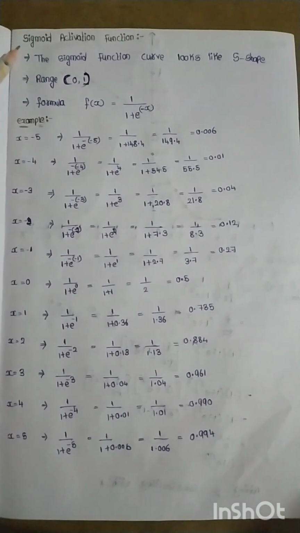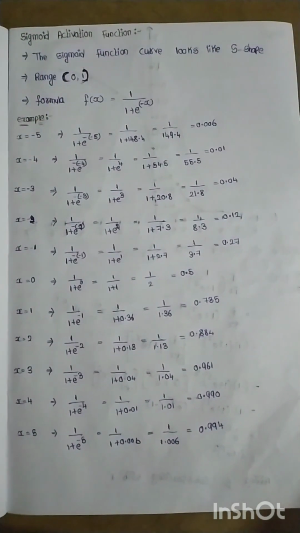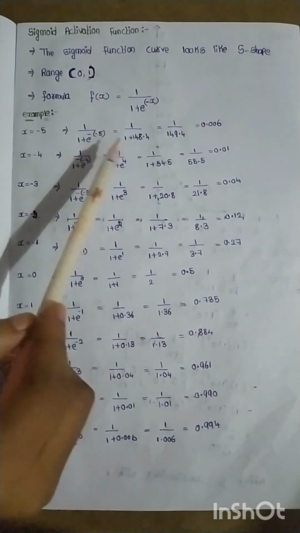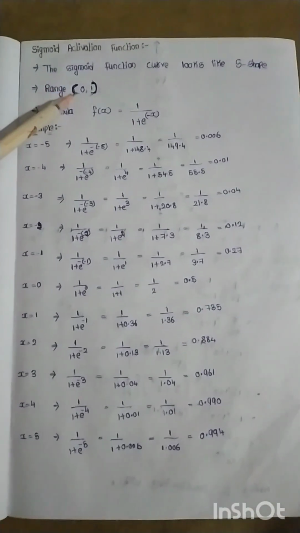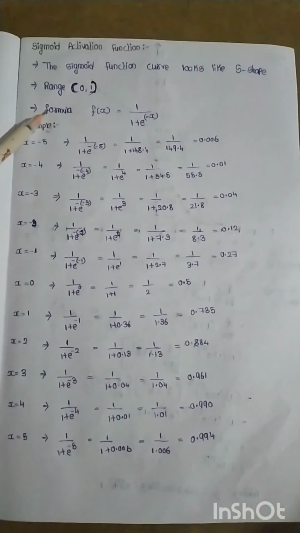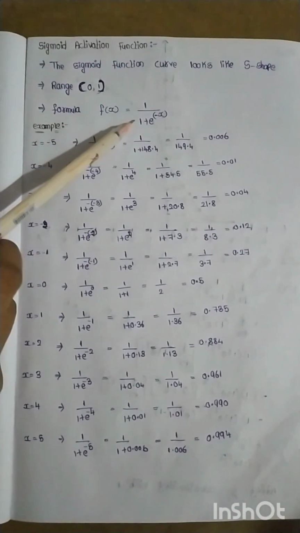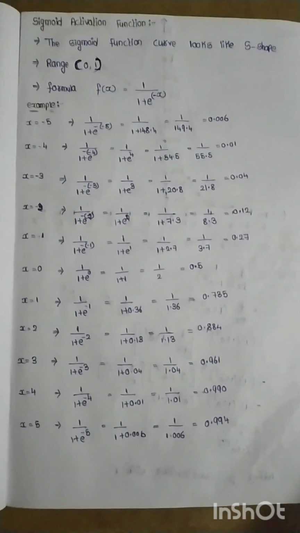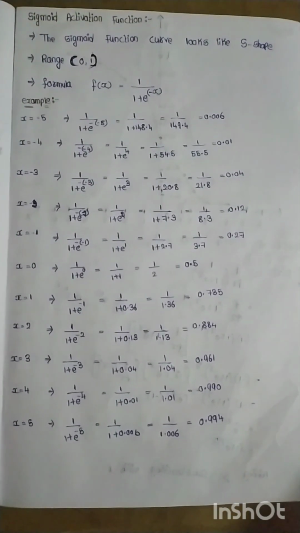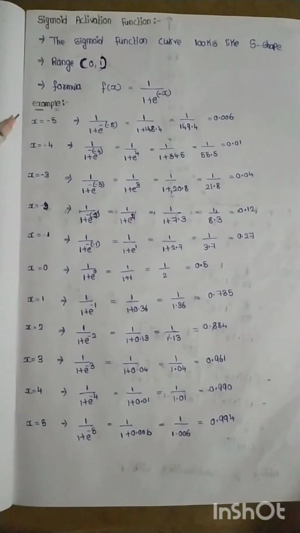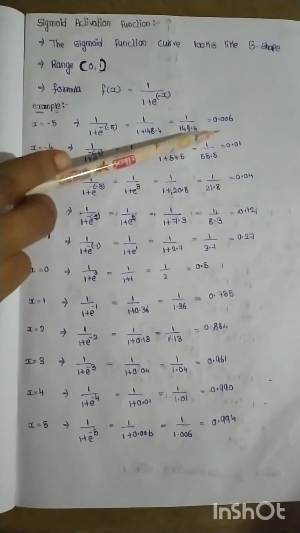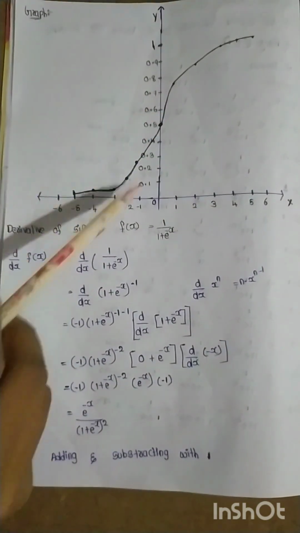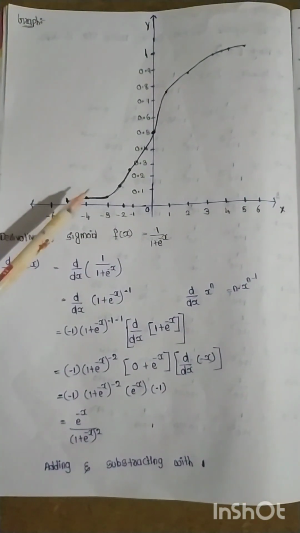Here, first we can go through the sigmoid activation function. The sigmoid activation function curve looks like an S shape, and the range of this function is from 0 to 1. The formula for the sigmoid activation function is 1 by 1 plus e power minus x. To draw the graph, I have taken x values from minus 5 to 5 and placed these values in this formula, and I am getting these outputs. After plotting those values on the graph, I am getting the shape of the sigmoid activation function, which is like an S.